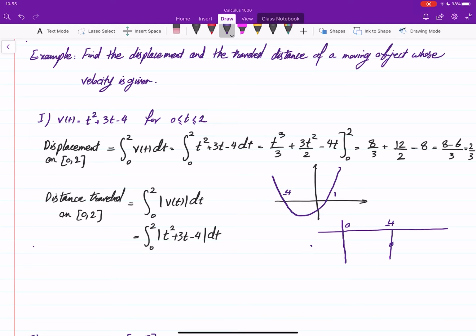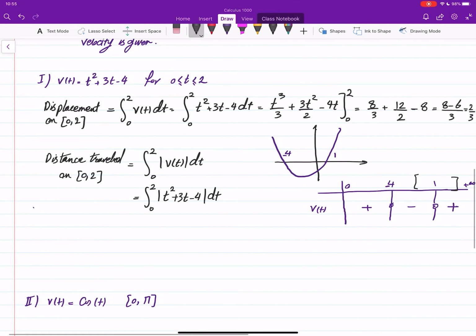The velocity is going to be positive. Then from negative 4 to 1, it is going to be negative. And from 1 to plus infinity, it's going to be positive. And as you can see, this goes from 0 to 2, so it has both a positive side and a negative side.